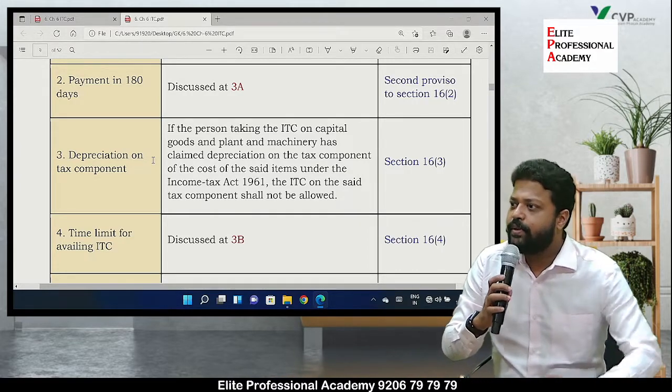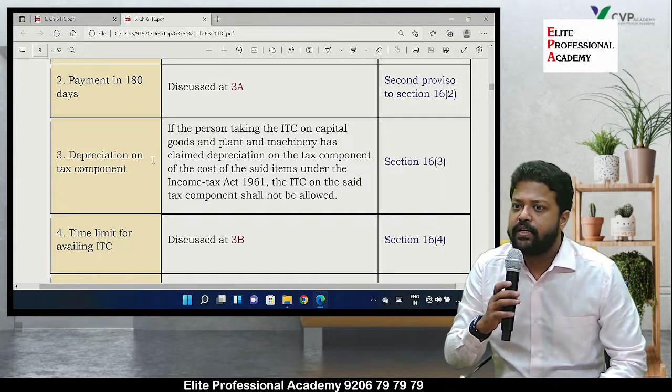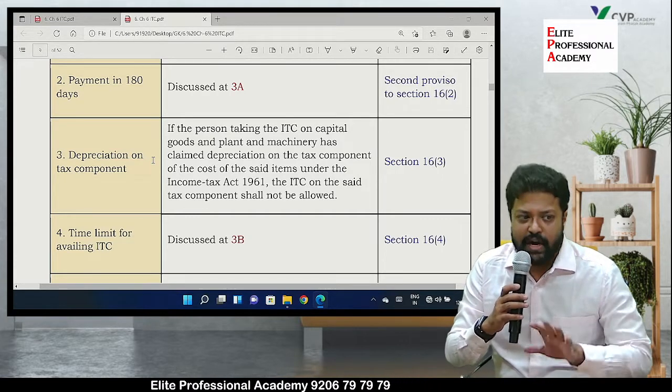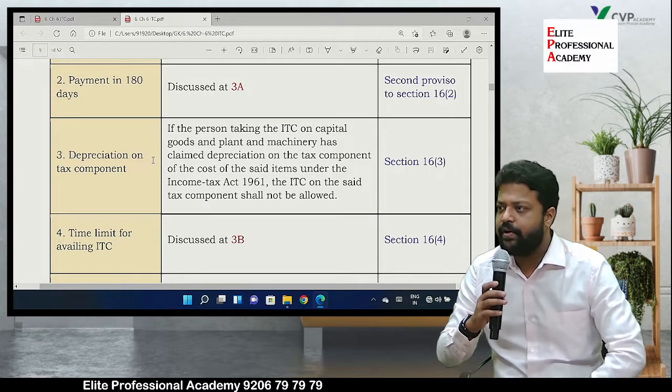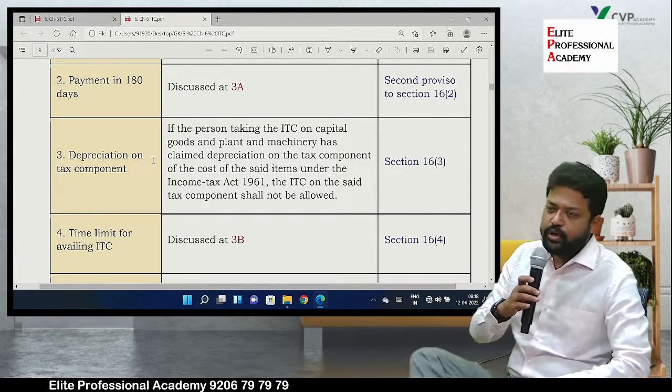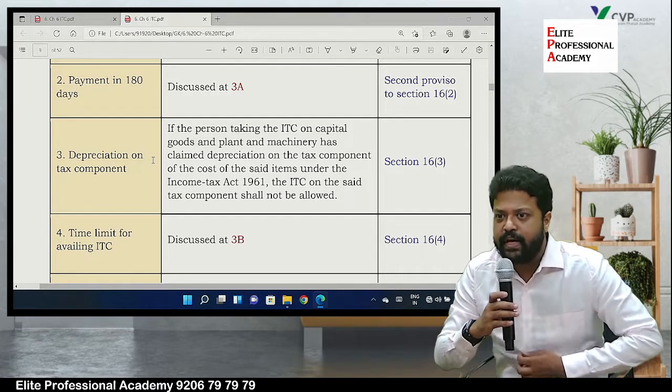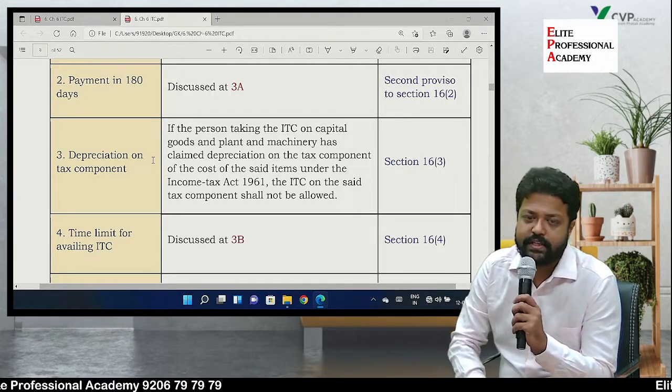Is there any difference between the provisions of capital goods, inputs and input services as far as ITC is concerned? The answer is no. There are various areas in GST where the provisions differ, but not in case of ITC. It is the same as far as ITC is concerned.